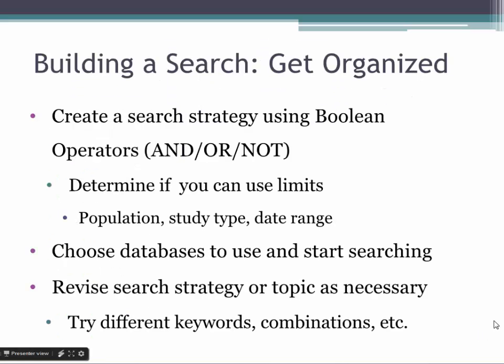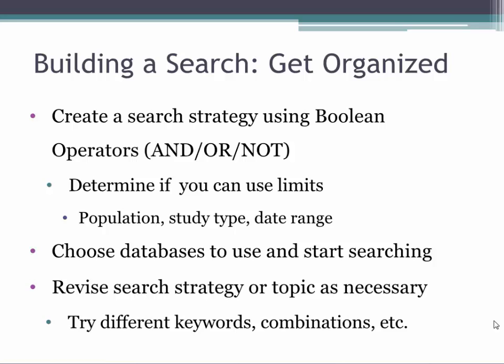So then once you have your search terms and you've broken it down, you've tried to think of those alternate terms or synonyms, you want to create a search strategy using Boolean operators, which are and, or, also not, but we don't really talk about that one because we don't use that too often.